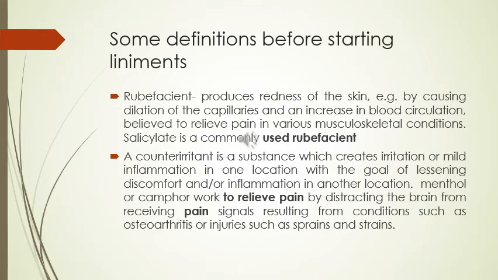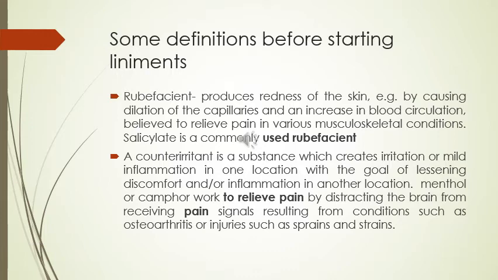Before starting liniments, we'll define some terms. One is rubefacient. Rubefacients are substances which produce redness of the skin, and this is because of dilation of the capillaries and increase in blood circulation in that area. If this happens, it is believed that the rubefacient will relieve the pain in various musculoskeletal conditions. The commonly used rubefacient is salicylate.